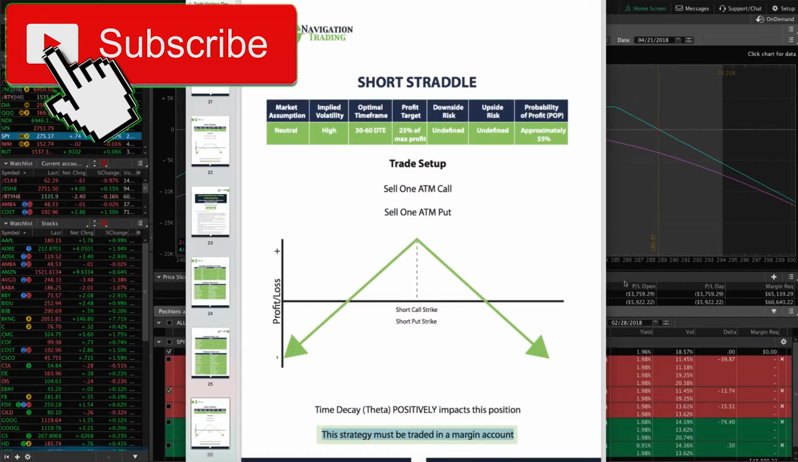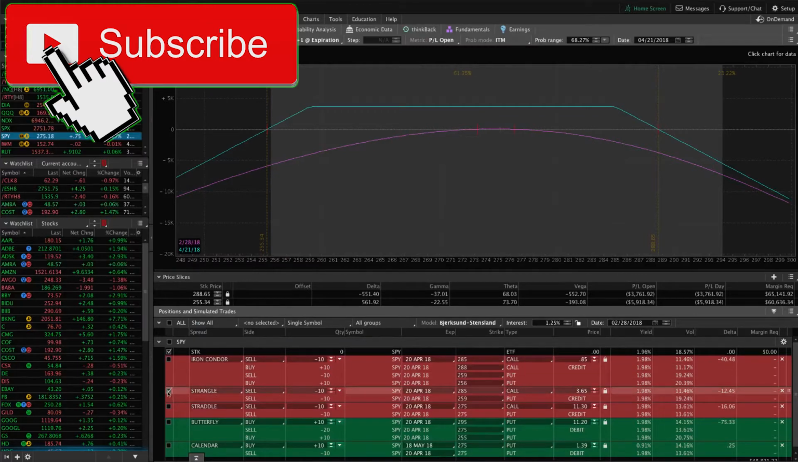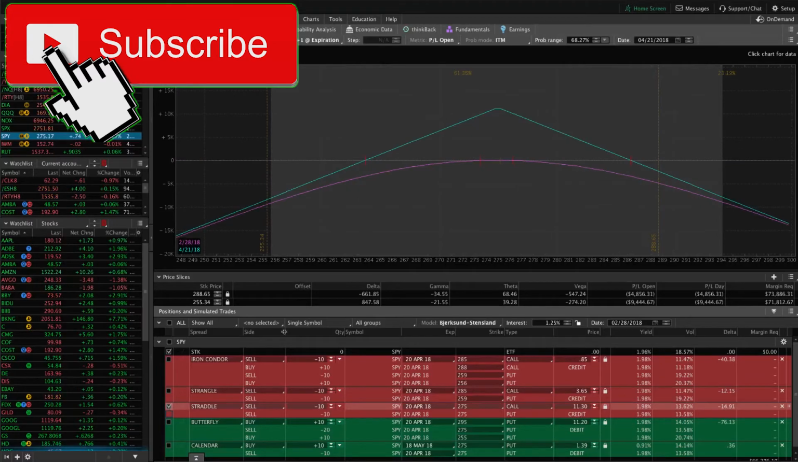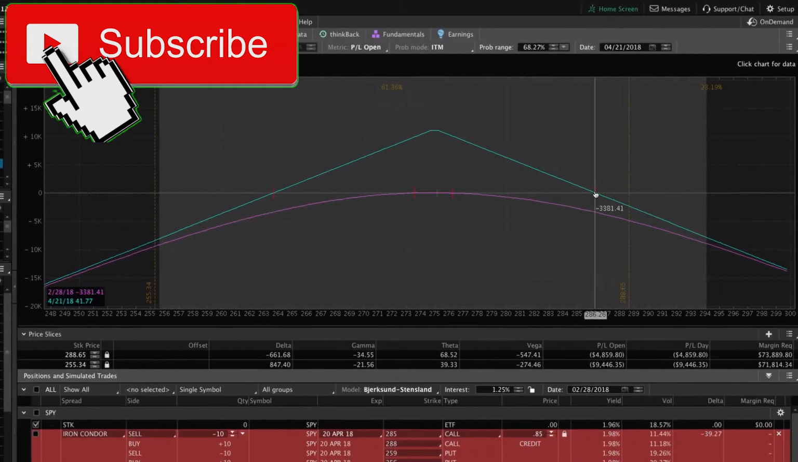And again, just like the strangle, this strategy must be traded in a margin account. So if we jump back over to the platform and uncheck our strangle and we check on our straddle, what you'll notice is that our break-even points are much closer to where the current price is. So if we drag our price slices to those break-even points, again, the platform will automatically give us our probability of making money on the trade if we hold it all the way to expiration.